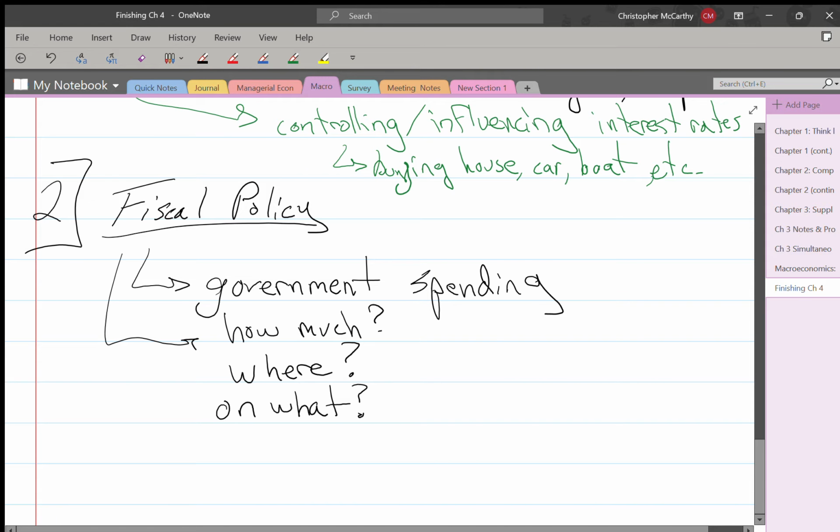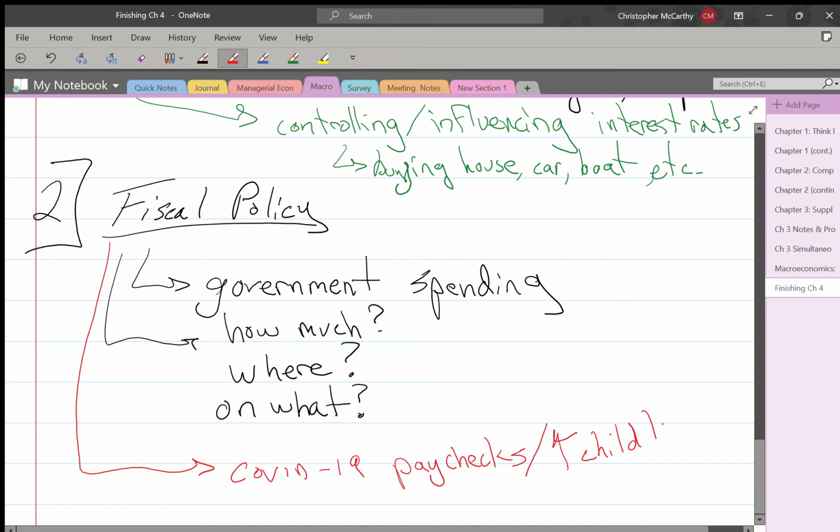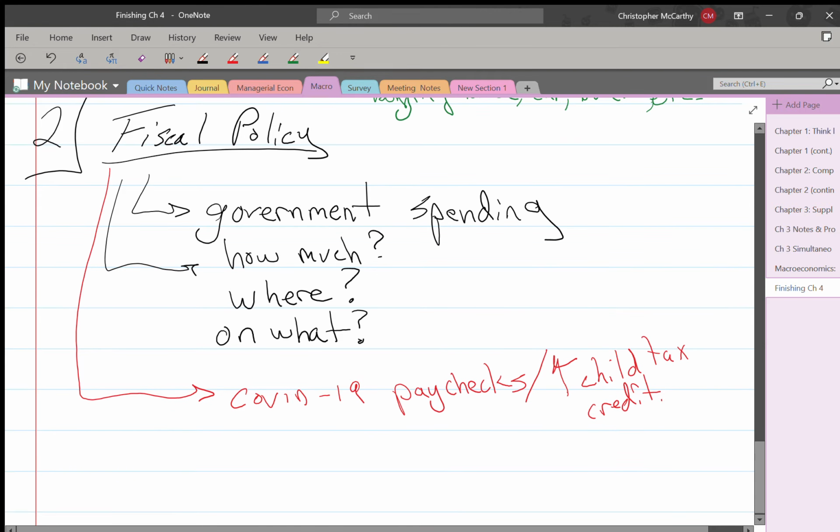So this is also discretionary spending, right? So this is also the COVID spending, right? That would come under fiscal policy, right? So all the COVID-19 paychecks, whatever we're going to call them, the free money, the increase in the child tax credit, all that kind of stuff is all fiscal policy.